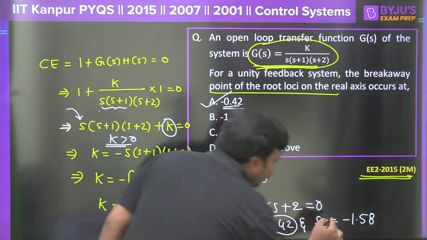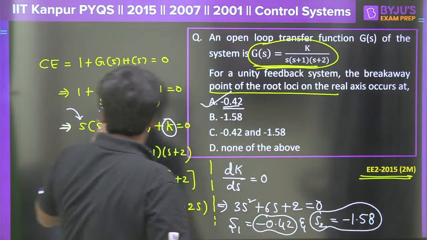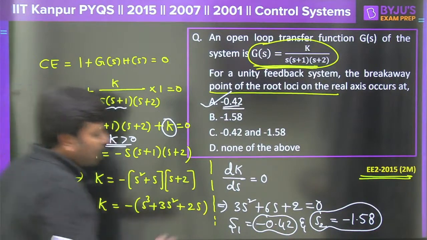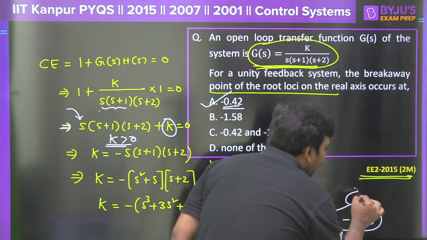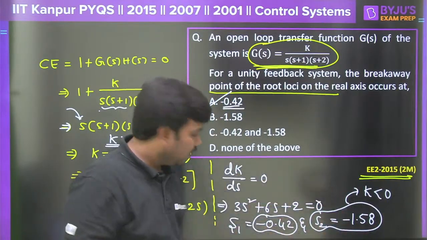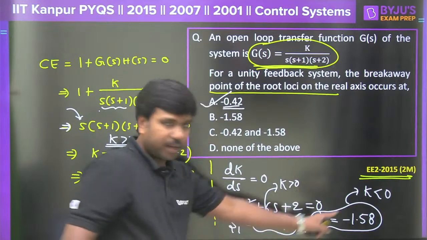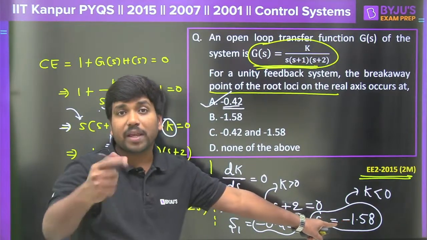And again, you take this value of S2 and substitute it in the characteristic equation. But when you substitute this point, you will understand that k is actually less than 0. Clear? K is less than 0. When you substitute this point, you will understand that k is greater than 0 in the characteristic equation, but this point will make k less than 0.